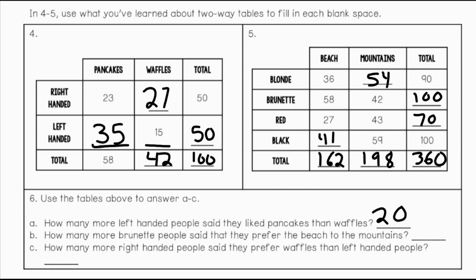Now, how many more brunette people said that they prefer the beach to the mountains? So I'm looking at the brunette row. 58 preferred the beach. 42 preferred the mountains. 58 minus 42 is 16. And my last question, how many more right-handed people said they prefer waffles than left-handed people? So here I'm going to look at the waffles column. Right-handed people was 27. Left-handed people was 15. 27 minus 15 would give me 12.